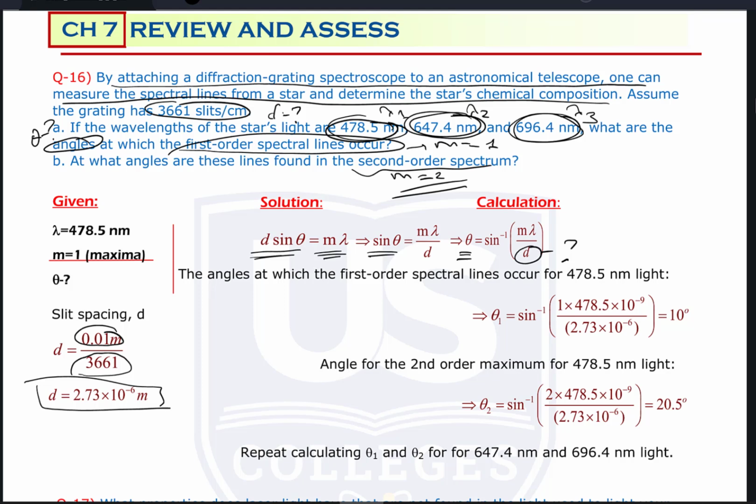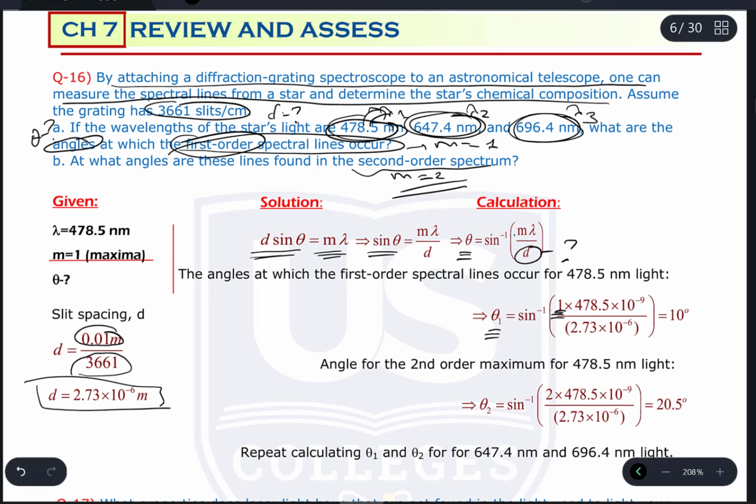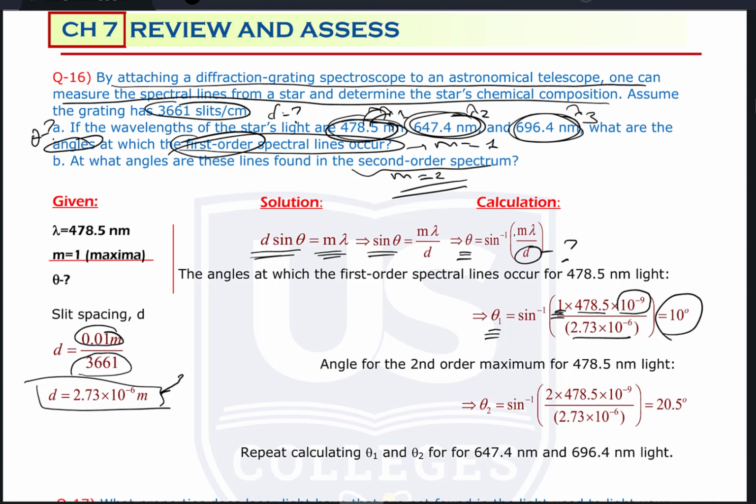Then I am going to calculate what is the theta 1 for lambda 1. Just I will do lambda 1, yani for this way. What is the angle for this way? M is equal to 1, because A asks just for the first order spectral line. Instead of m, I will write 1. Then the wavelength of the first wavelength is 478.5 nanometer. Of course, we should convert it to meter by multiplying 10 to the power negative 9, divided by the slit spacing, which we just calculated here. Then the result is going to be 10 degrees. Yani on this spectrometer, this light, whose wavelength is 478.5 nanometer, will appear at an angle of 10 degrees.